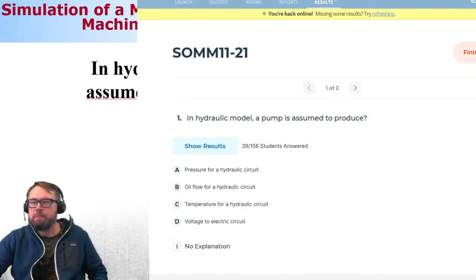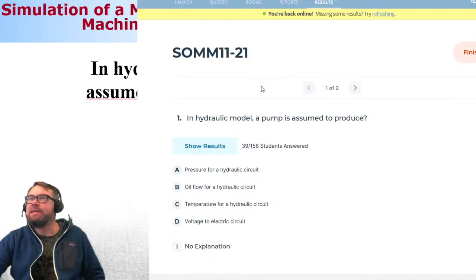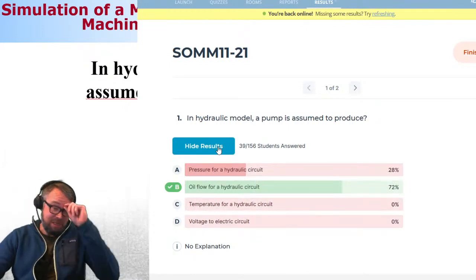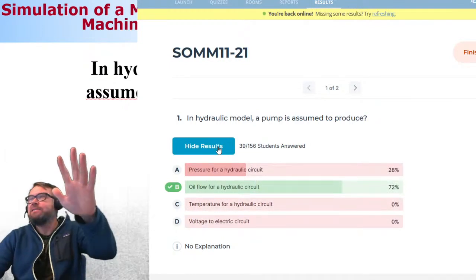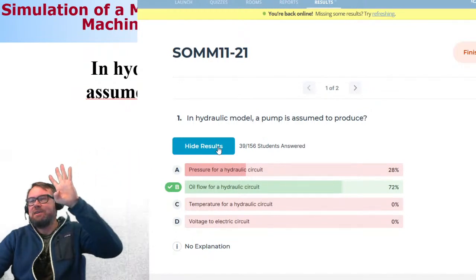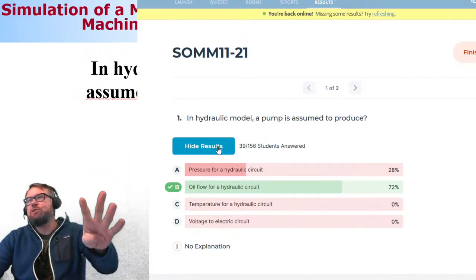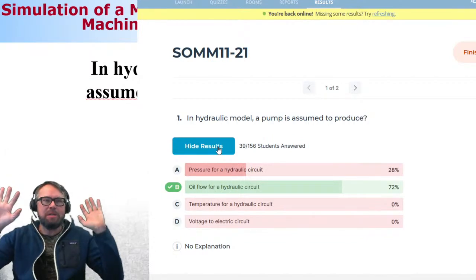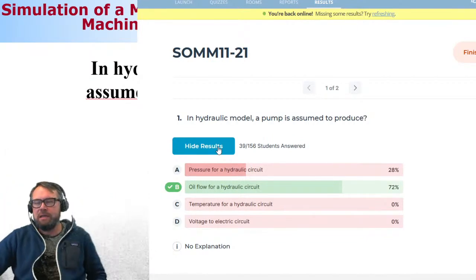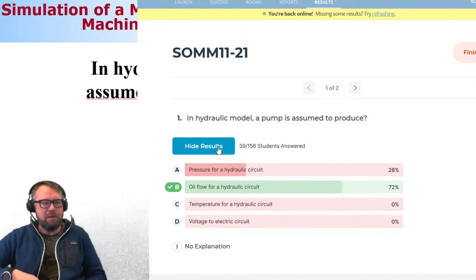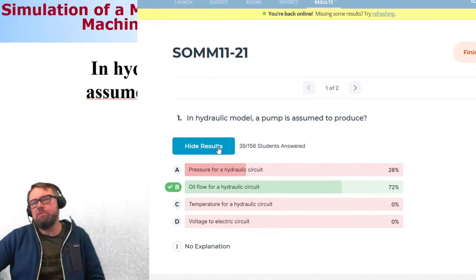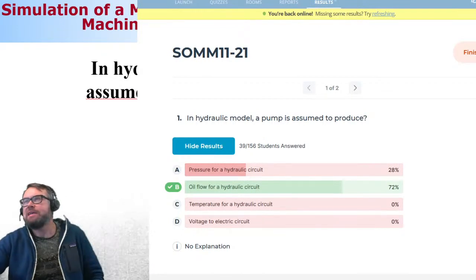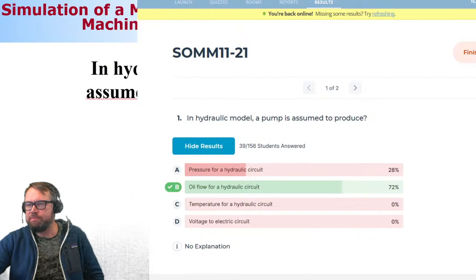Okay, so the success rate today is 72, which is okay. And the good news is that others are guessing pressure for the hydraulic circuit, which is okay too, so that kind of makes sense. But we agreed earlier that in the hydraulic modeling procedure, we're always looking at the oil flow, the flow rate. That's the one we're modeling there. All right.